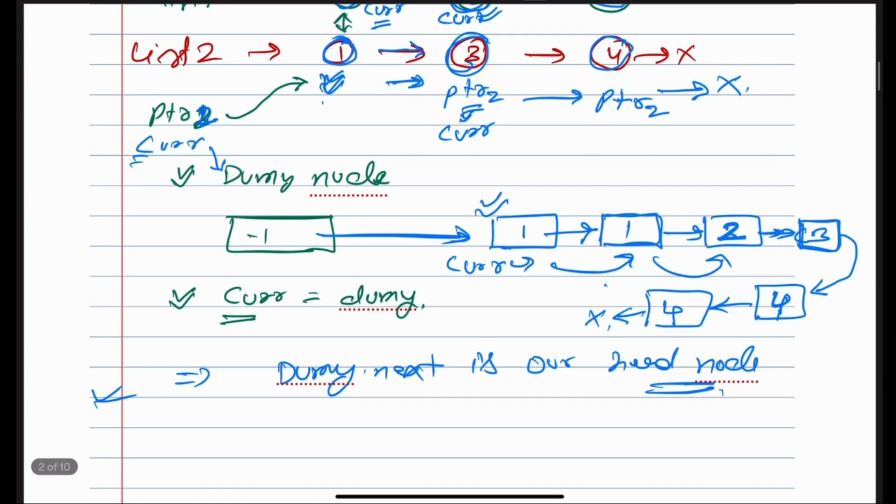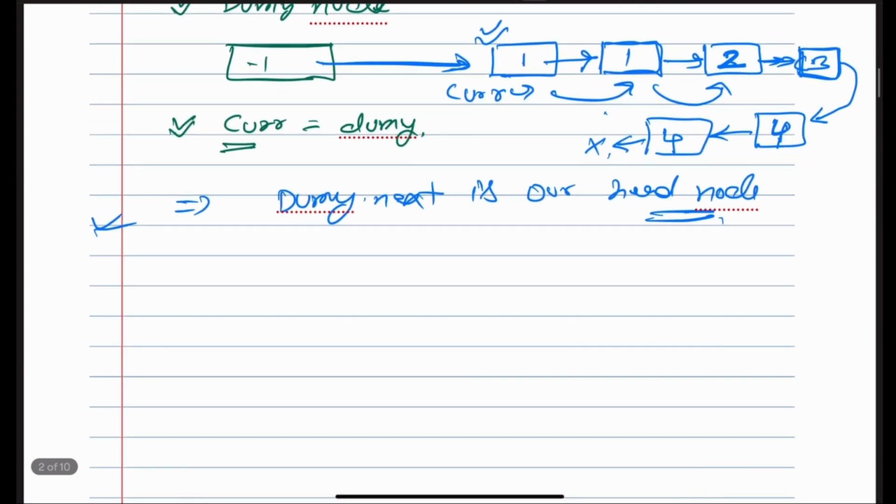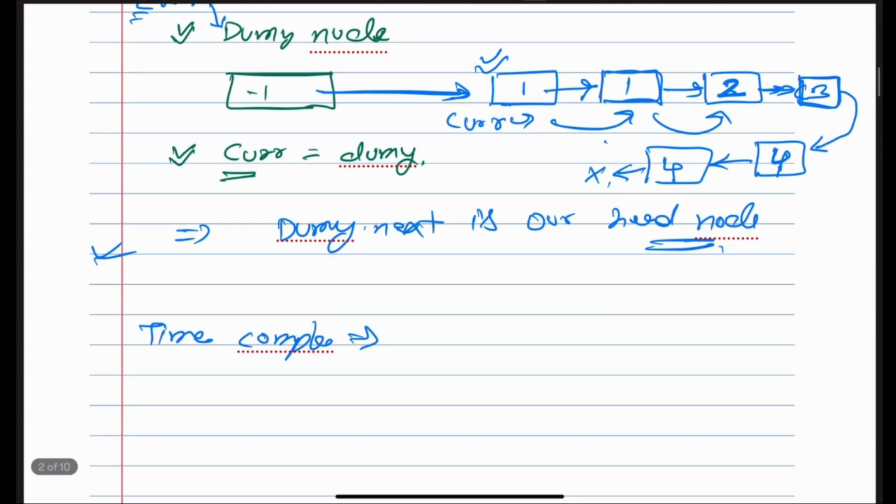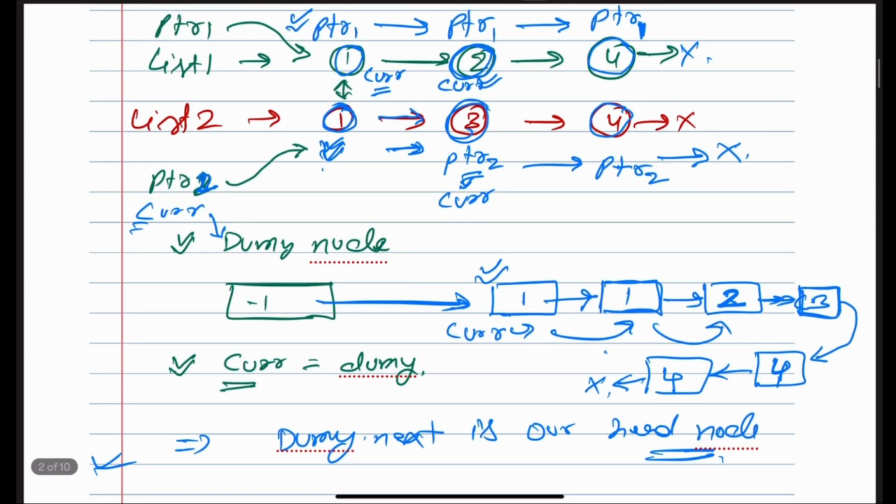So what will be the time complexity of this approach? Okay, what is the time complexity of this approach? So you can see we are traversing this linked list only one time, right? So the time complexity of this approach will be order of n, and the space complexity will be order of 1, right? Because we are not using any extra space to solve this problem.